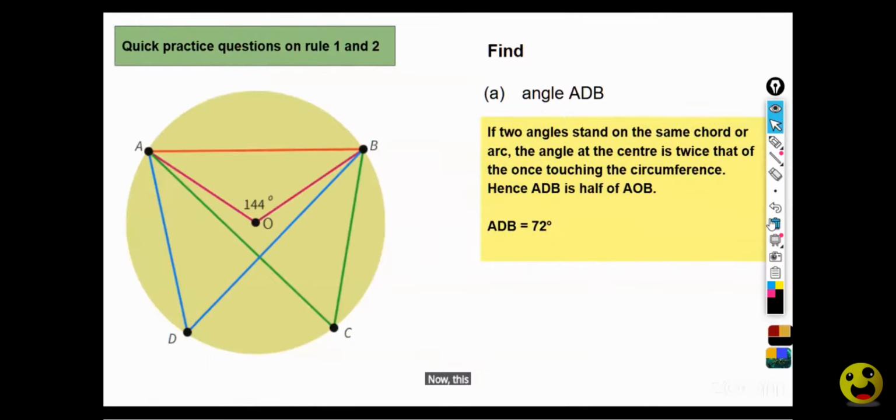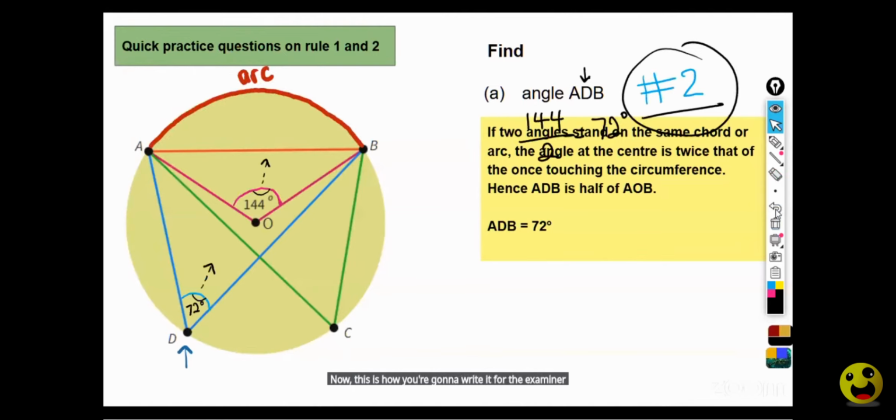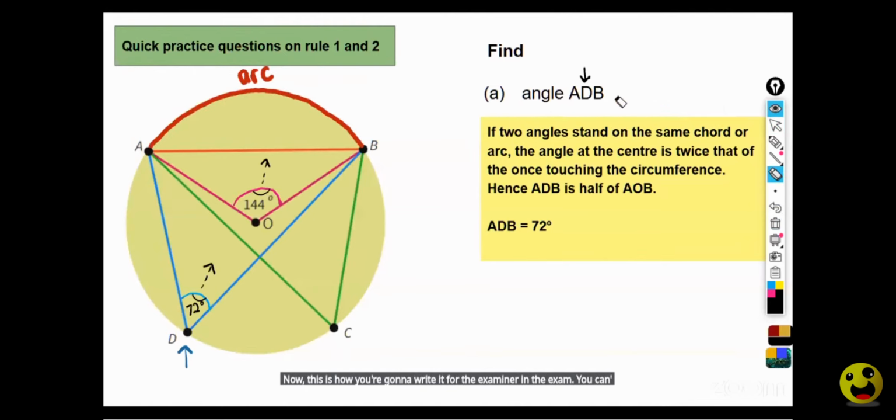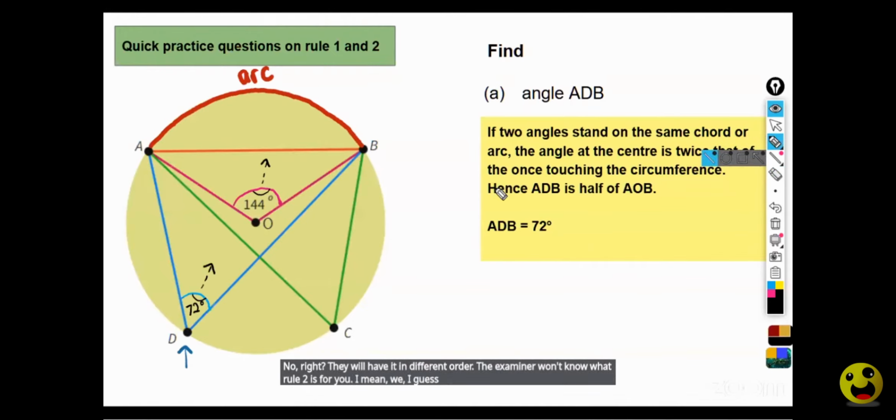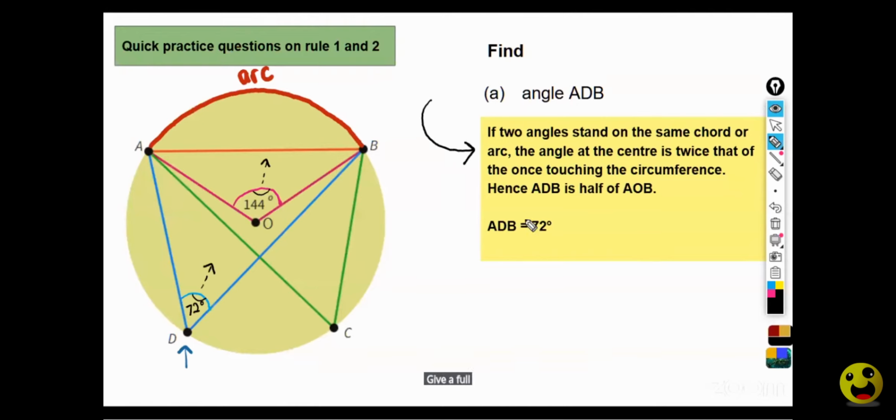Now, this is how you're going to write it for the examiner. In the exam, you can't just say rule 2. Let me explain why. If you go through different textbooks, there are 7 rules you're supposed to learn in all. If you go to 10 different textbooks, do you really think they have the rules in the same order? No, right? They will have them in different order. The examiner won't know what rule 2 is for you. I just call it rule 2 so we could communicate in class. In the exam, you have to give a full reason. Yes, I know you're probably rolling your eyes.